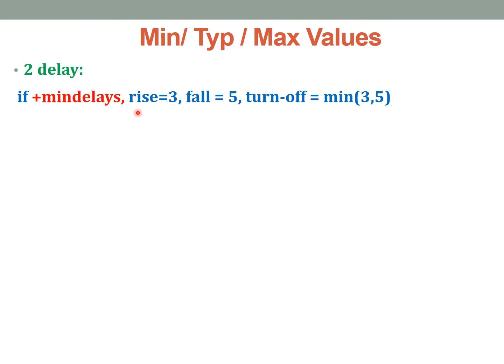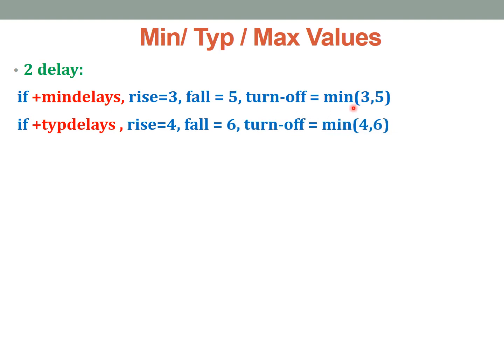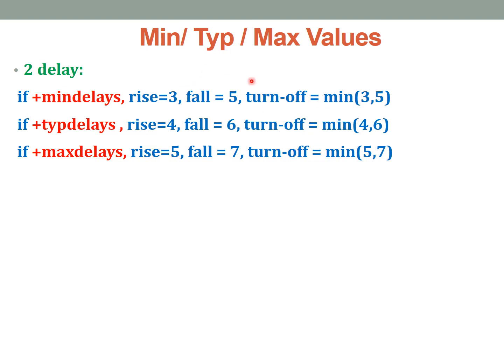Let us consider an example with two delays. So we know that when two delays are specified, we will have the rise delay and the fall delay specified. The turn off delay will not be specified. It will be the minimum of the rise and the fall delay. So in this case, for the two delay specifications, we have taken minimum, typical and the maximum delays. So let us see an example to understand this.